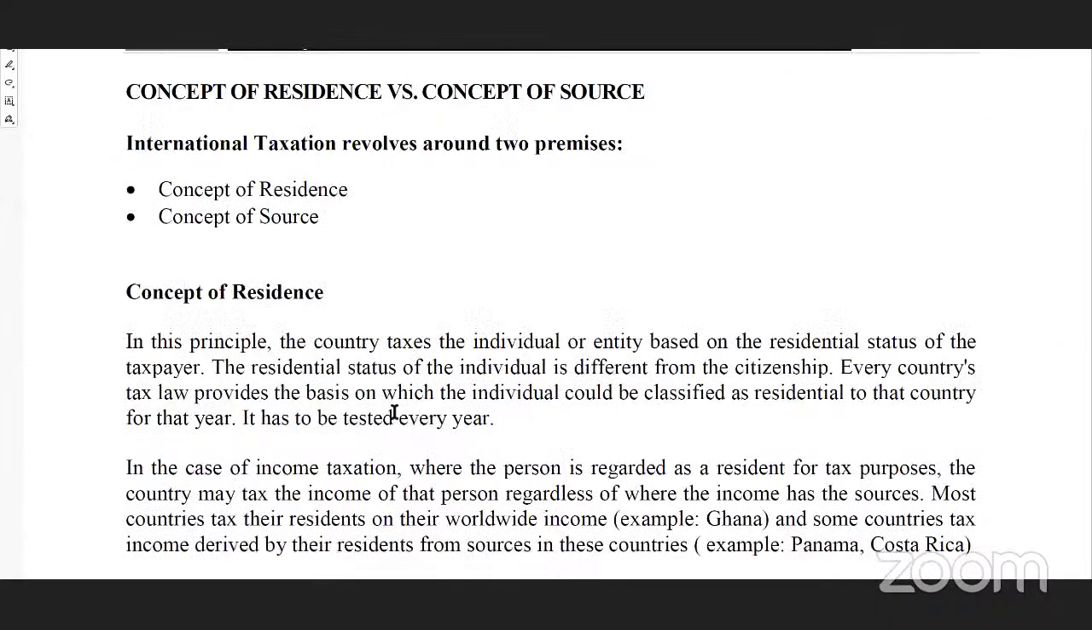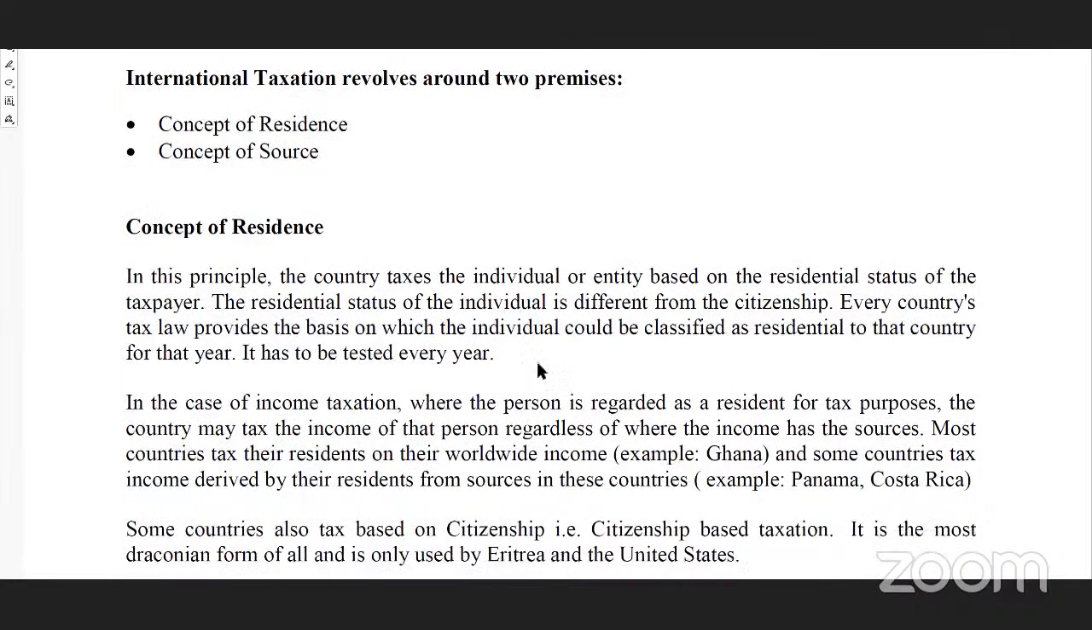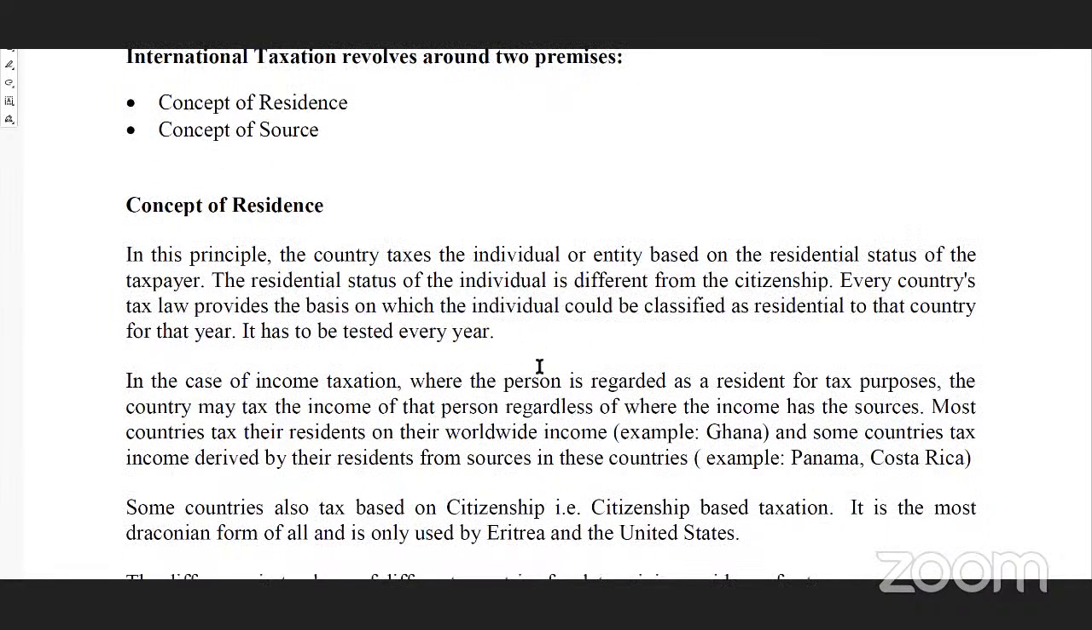All right. So we saw the policy issues, and one thing you must understand that is causing all this headache is the concept of residence and the concept of source. All right. So let me just explain this to you to understand. Okay. So in this principle, the principle of residence or the residence principle, the country taxes the individual or entity based on his residential status. So if you're a Ghanaian, they tax you because you are a Ghanaian or you are a resident of Ghana, right? So that is the concept of residence.